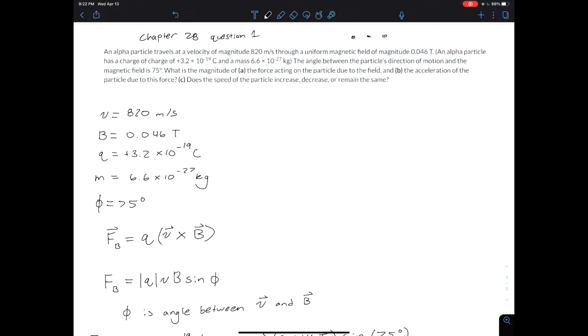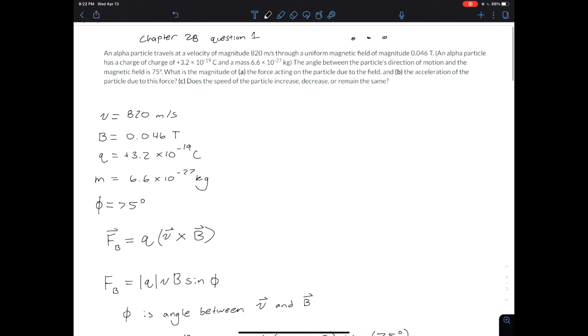So the first thing we have to do here is take down all of the values that they gave us in the problem. So we know that the velocity is 820 meters per second. The magnitude of the magnetic field is 0.046 Tesla. The alpha particle itself has a 3.2 times 10 to the negative 19th Coulomb charge and a mass of 6.6 times 10 to the negative 27th kilograms.